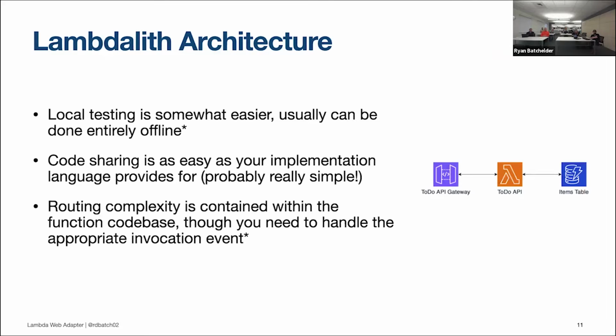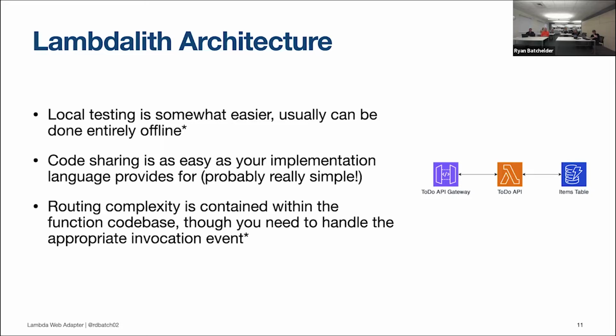And there are other options. There is what's known as the Lambdalith architecture, which takes all of those little tiny functions and compresses them all into one. And this solves some of the problems while creating some of its own. This makes local testing a little bit easier because now we have one code base to run. I would say you can kind of do this offline now. So that's progress, although there's an asterisk there.